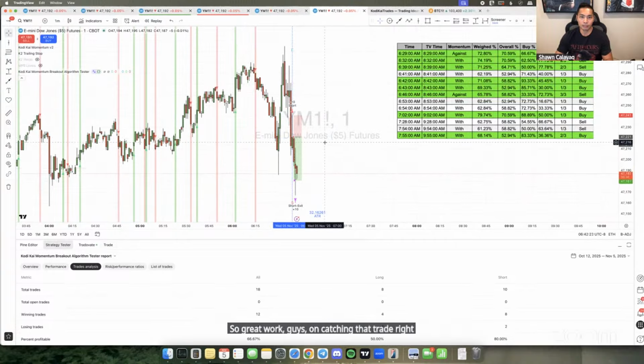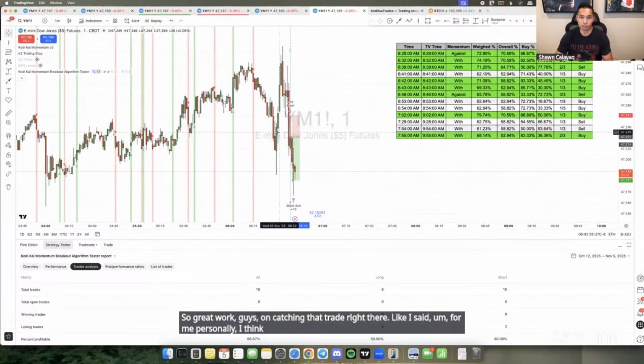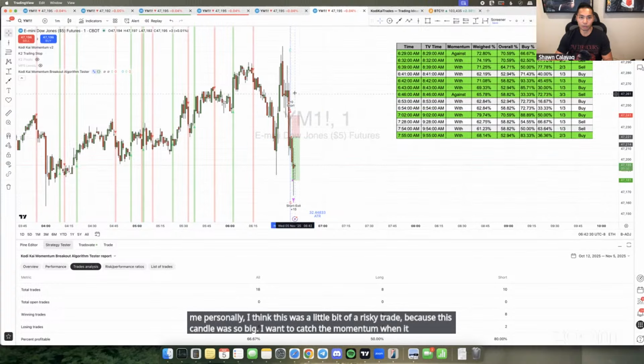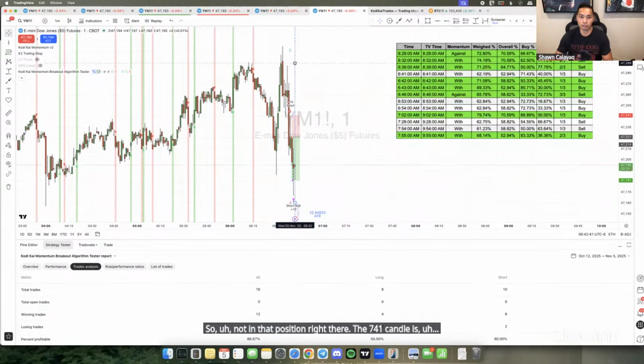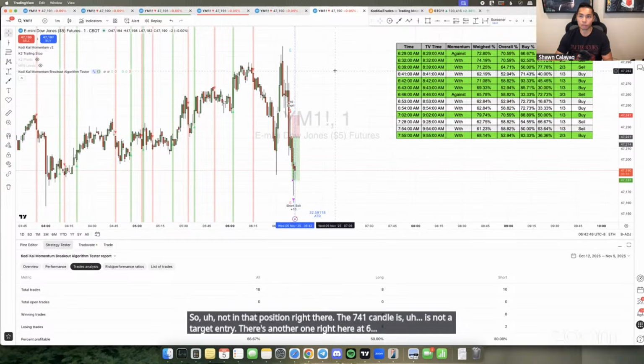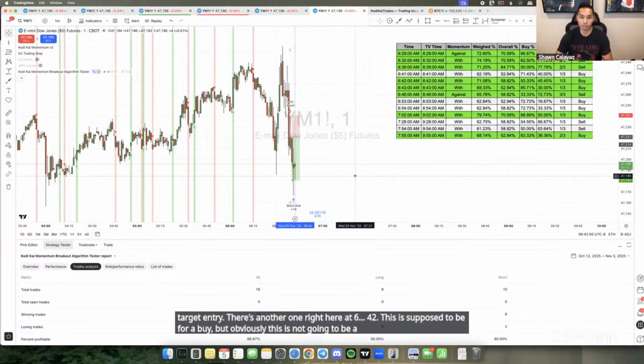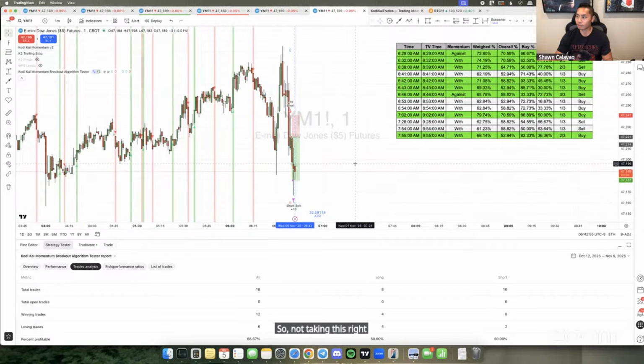Like I said, for me personally, I think this was a little bit of a risky trade because this candle was so big. I want to catch the momentum when it actually happens. I don't want to chase it after it's already happened. I want it to happen when my trade is actually running, so I'm not in that position right there. The 741 candle is not a target entry. There's another one right here at 642. This is supposed to be for a buy, but obviously this is not going to be a buy entry. It's still going to be a sell, so I'm not taking this right here.